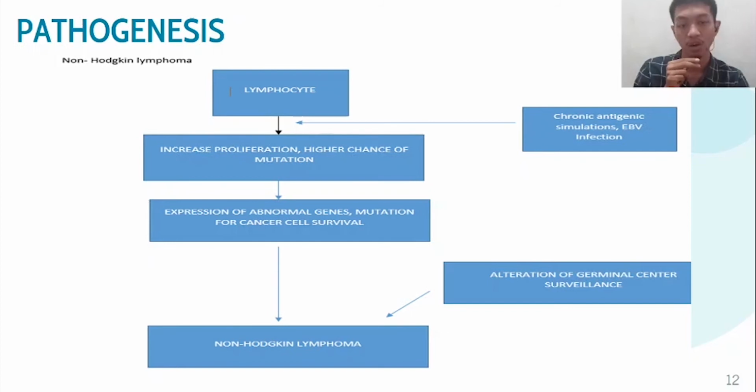Non-Hodgkin lymphoma is derived from lymphocytes which undergo rapid proliferation caused by infection and other factors. This will result in a higher chance of replication error. Alteration of the germinal center, which controls B-cell proliferation, is another factor in this disease. Non-Hodgkin cells express abnormal oncogenic genes which will accumulate over the next few generations. This will increase growth and survival, inhibit apoptosis, and enable immune escape.